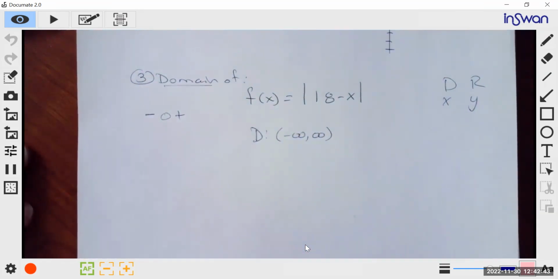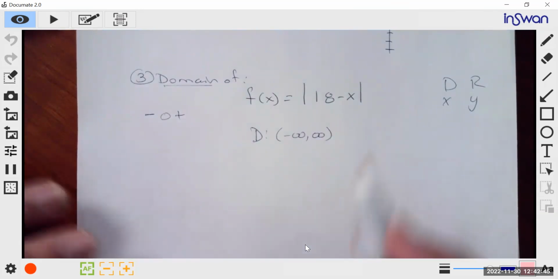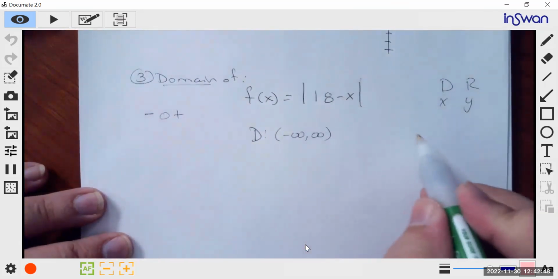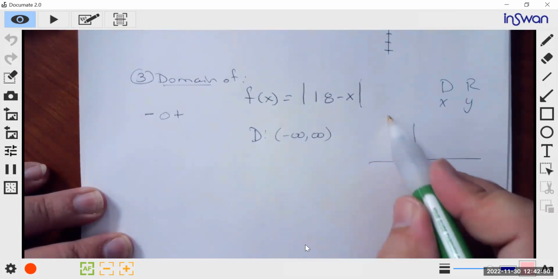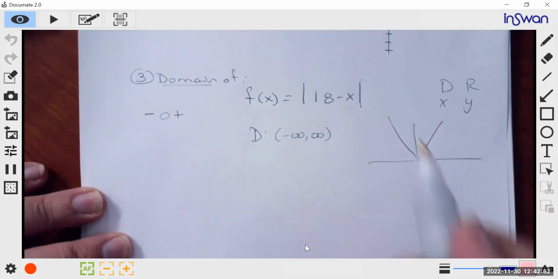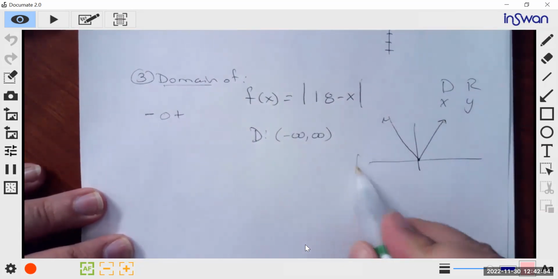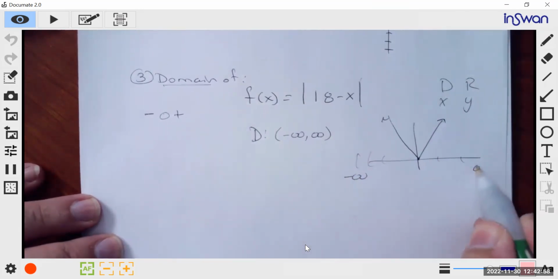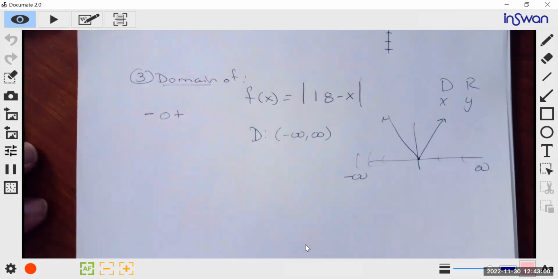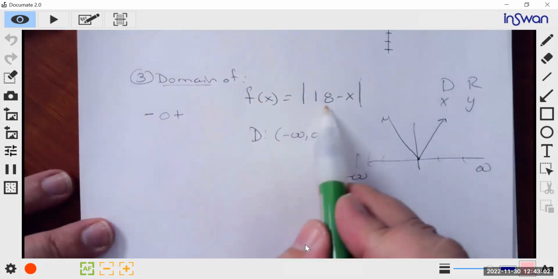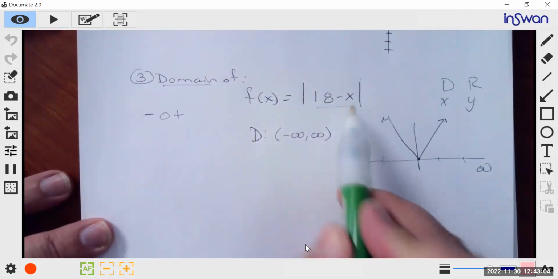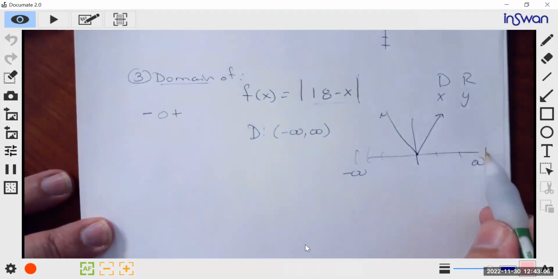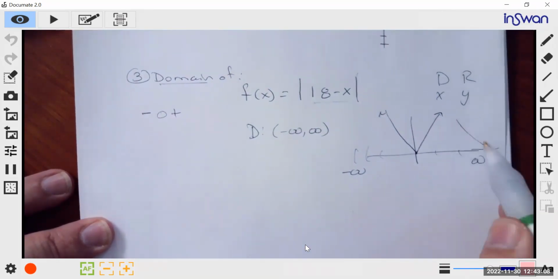So the domain is all real numbers. Because this is the absolute value, the graph of the absolute value is like this. So the domain is already all real numbers. And all this thing does is shift to the right 18 spaces. And it's still going to look like that.